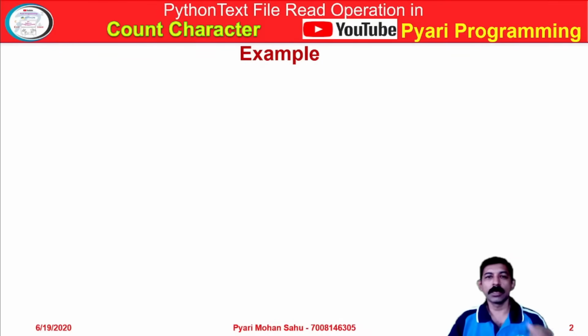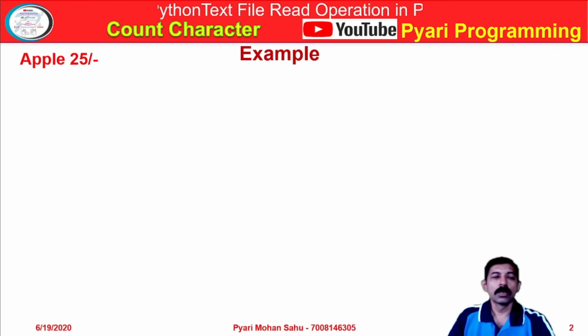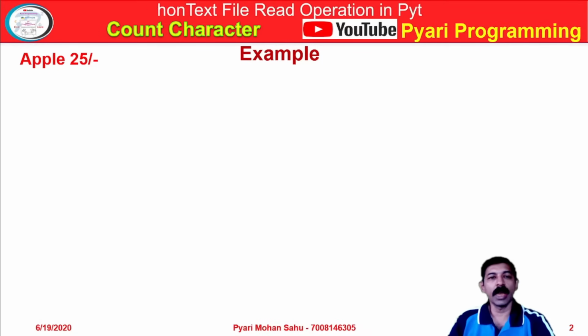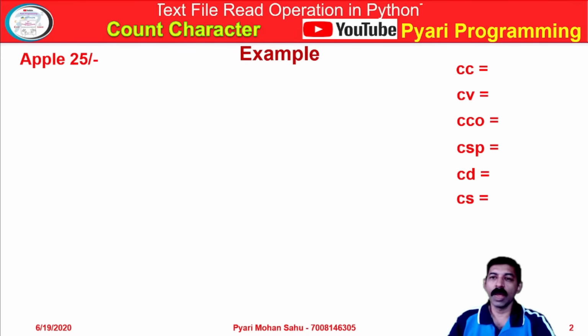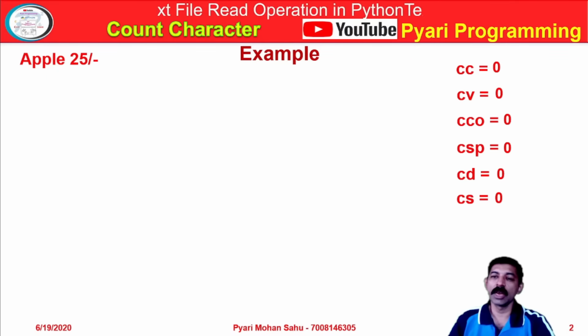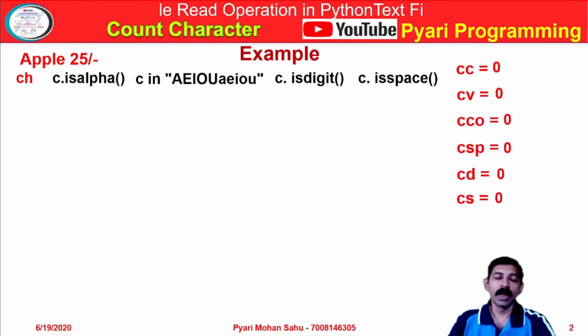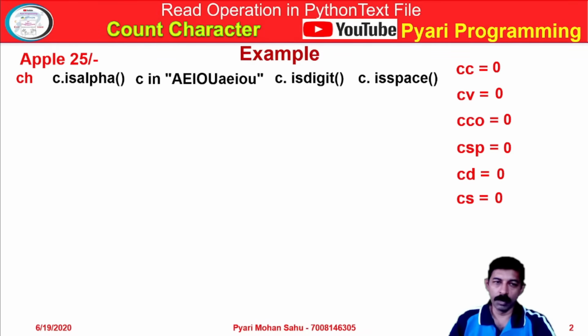So let's see an example how we can do this. Suppose this is my text that I have read from the file. Now first of all I will create this counter and I will initialize it with 0. सारे counter को मुझे 0 करना. Thereafter I will check these things in my program.